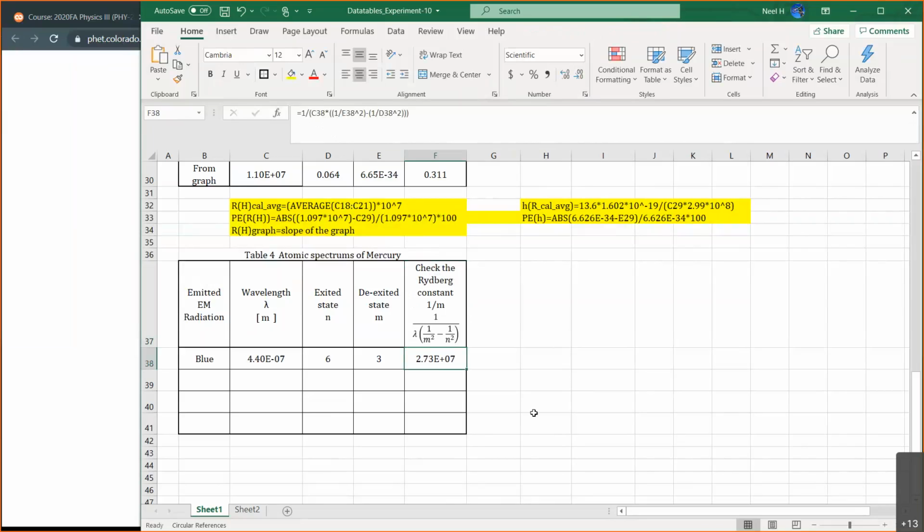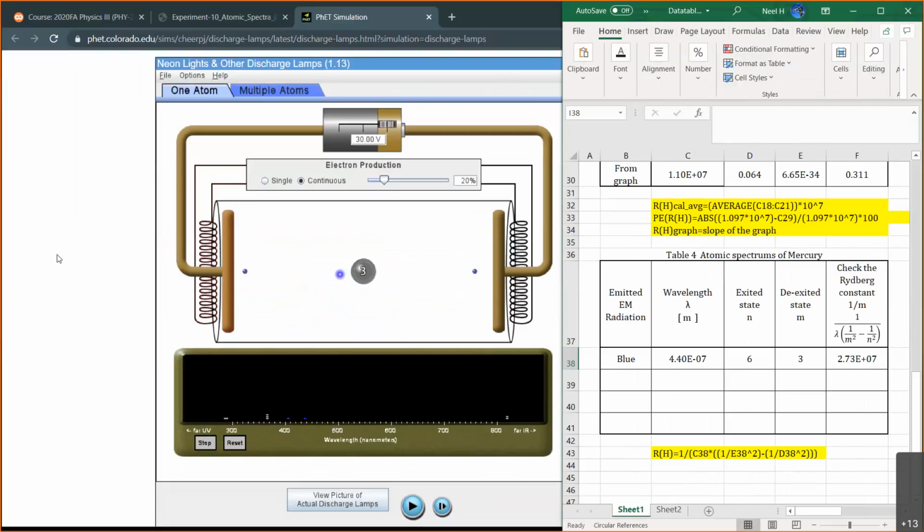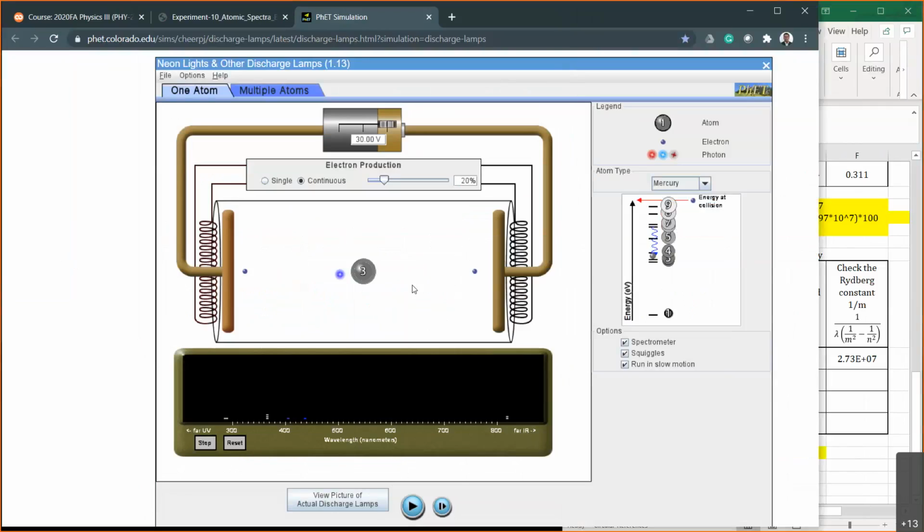Okay, question. Let me copy and paste that function to the next row. All right, any question? Okay, let's observe the other colors. There are three other colors actually possible, right? Let it run this one and then slowly observe the other colors.